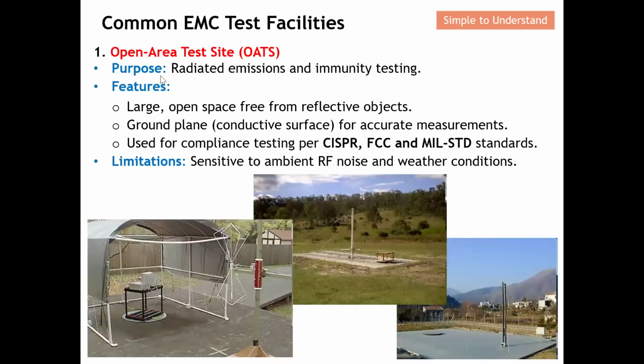First one will be the open area test site. I guess from this diagram, you know how this open area test site actually works. The main purpose is to test the RE and also the immunity test. The key feature is that we have a large open space free from reflective objects. You can see that there's nothing nearby, no building nearby. So the key idea of this open area test site is that the place needs to be large and open, without any reflective materials.